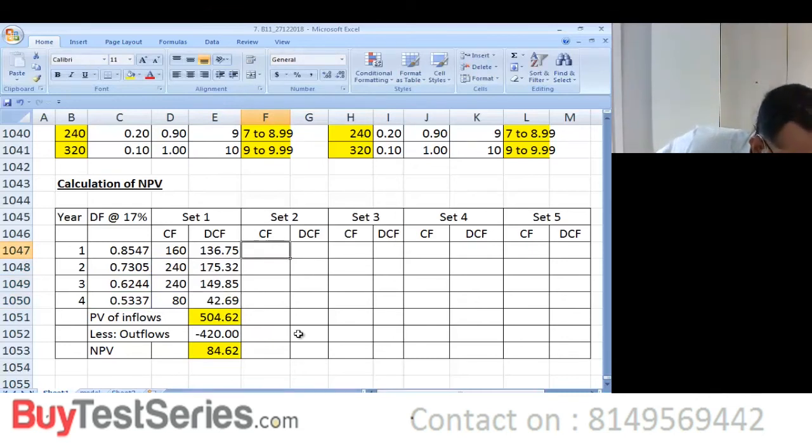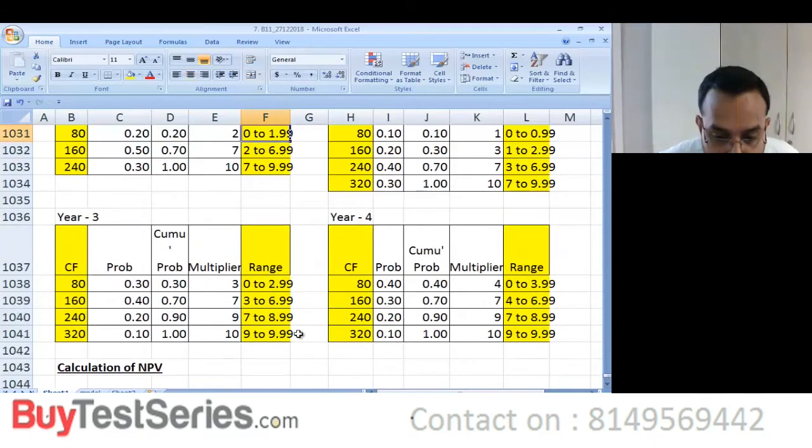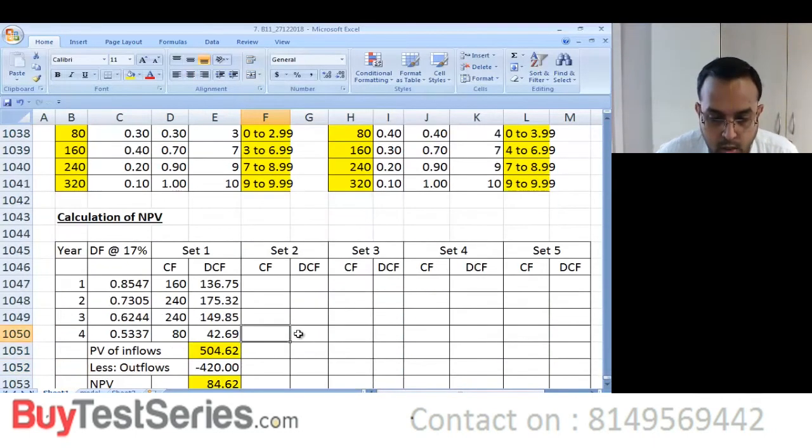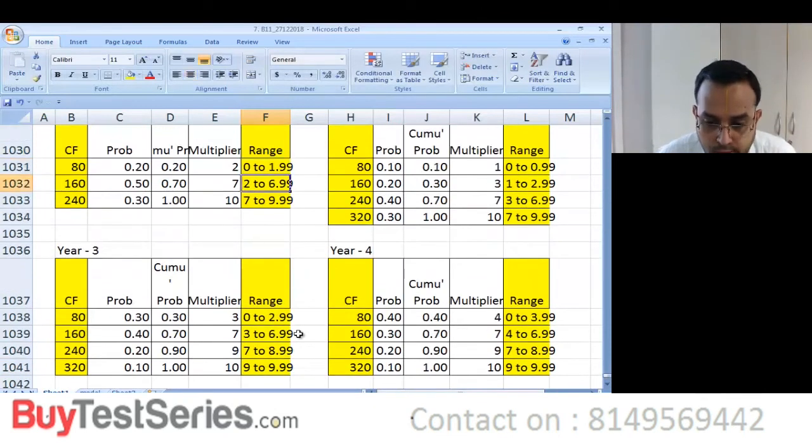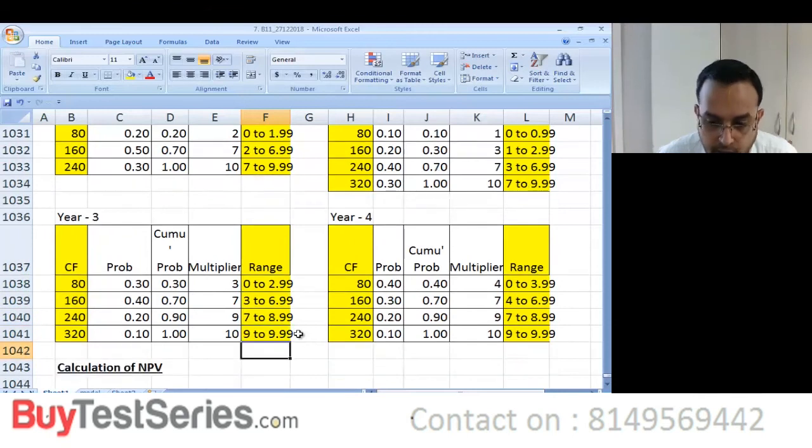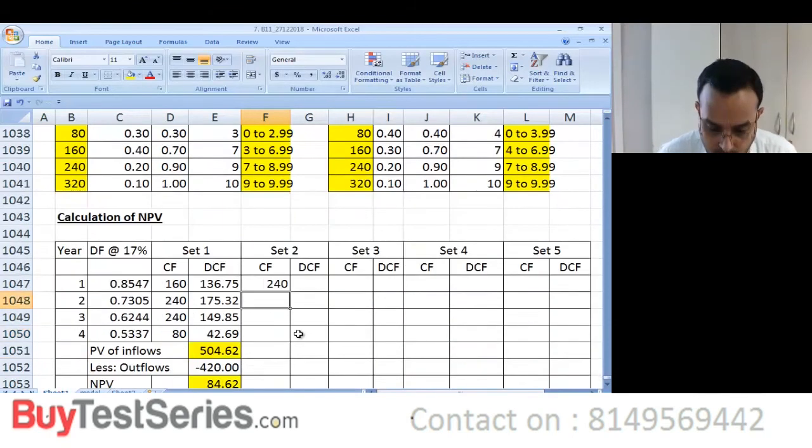Set 2, what are all the values? It is 7487, right? 7487, what are all the numbers? 7 means it's 240, then 4 refers to again 240, 8 refers to 240, and 7 again refers to 240, right?